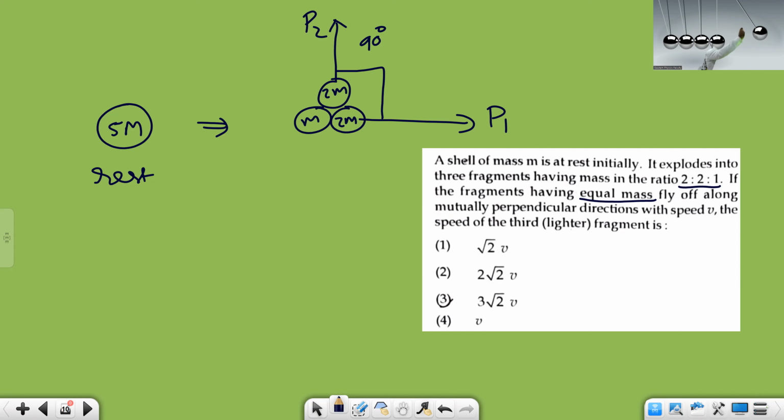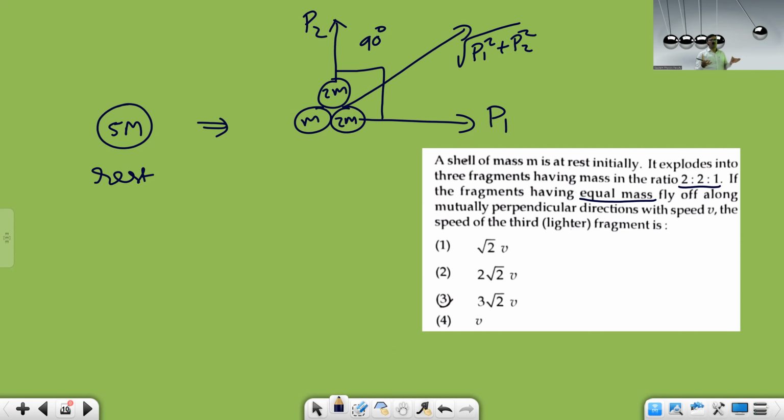Then this will become 2m. This will also become 2m. With 2m there, both are perpendicular, nothing but 90 degrees. So the resultant of these two will be in this direction. So what will happen here? This is nothing but P1, P2, both perpendicular. The resultant is square root of P1 square plus P2 square. Clearly you can observe there is a law of conservation of linear momentum.